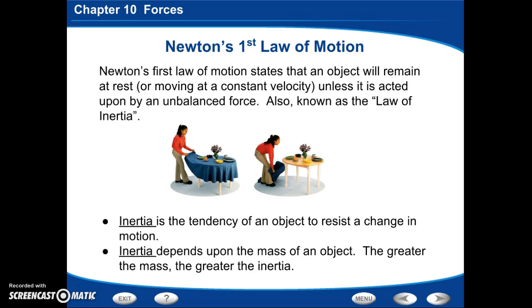So inertia is the desire of an object to resist changing what it's already doing. And it does depend on the mass of an object. The greater the mass, the greater the inertia.